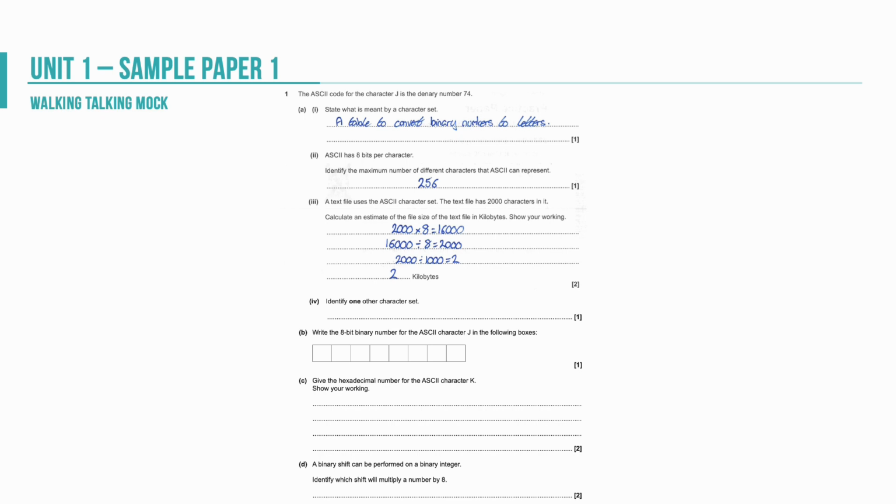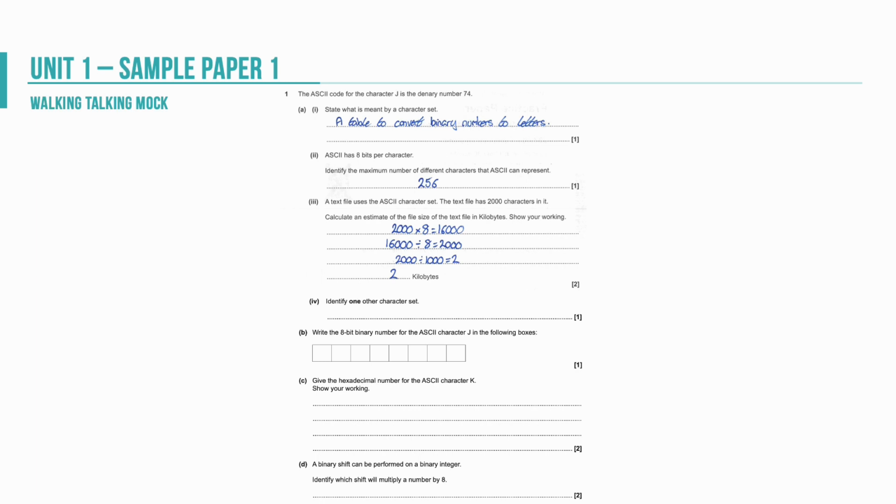We've got 2,000 characters and each one is 8 bits. Times those together gives us 16,000. We know though there are 8 bits in a byte, and it's asking for our answer in kilobytes. So we can divide back by 8 to give 2,000 bytes. To then convert to kilobytes, we need to divide by 1,000. So we're going to divide 2,000 by 1,000 and get the answer of 2. You don't necessarily need the top bit because all we've done is times by 8, then divided by 8, but you certainly need the 2,000 divided by 1,000 as your working.